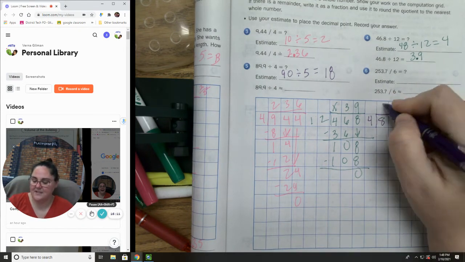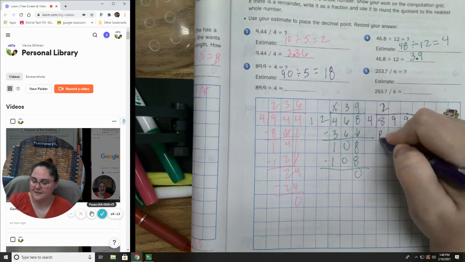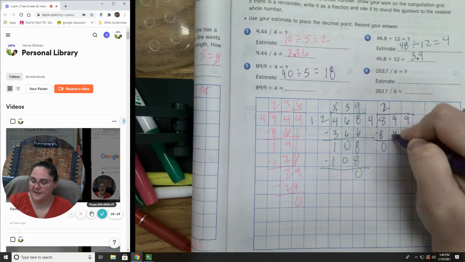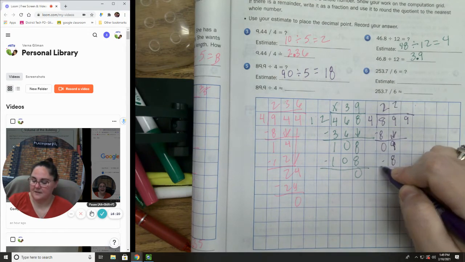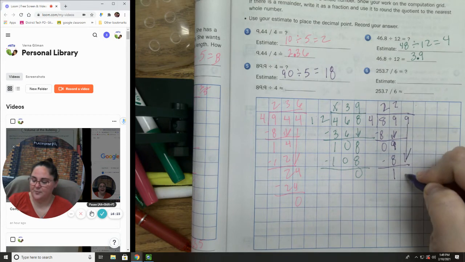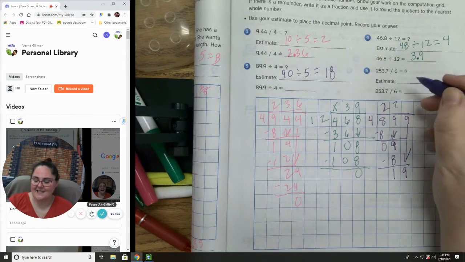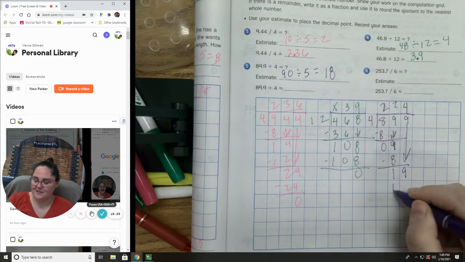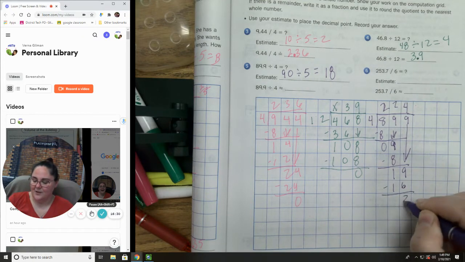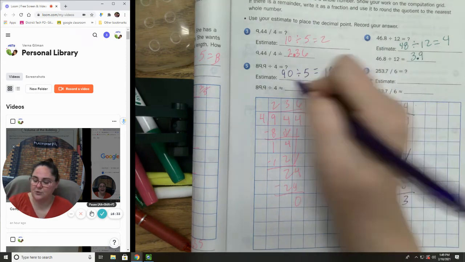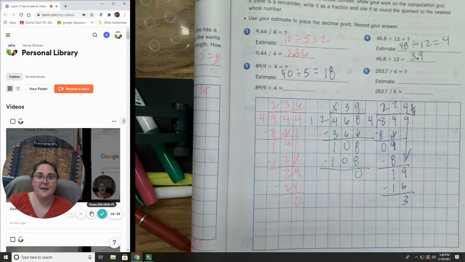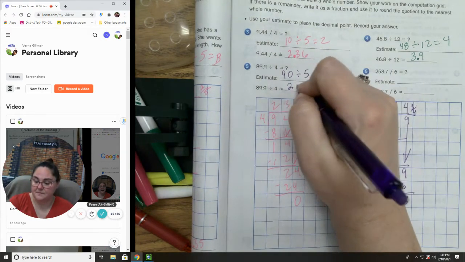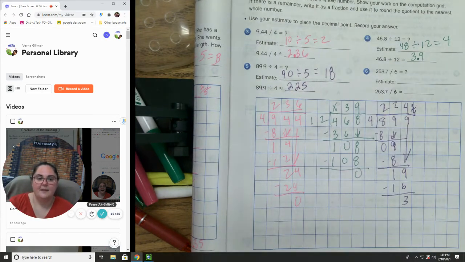4 goes into 8 2 times. 0 left over. Bring down that 9. 4 goes into 9 2 times, 1 left over. Bring down the 9. 4 goes into 19 4 times, with 3 left over. So 224 and 3/4. I'm going to round that up to 22.5. Three-fourths is closer to the next whole.